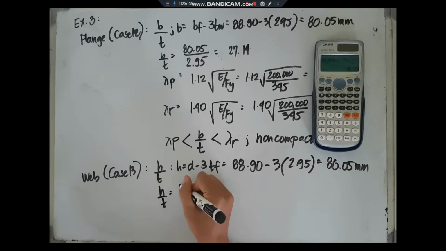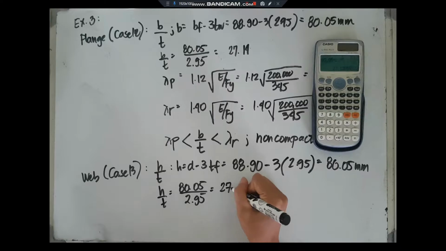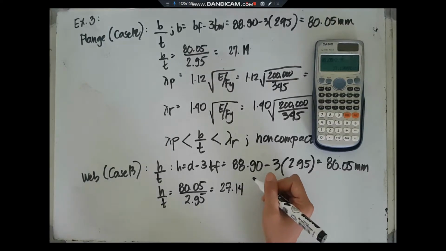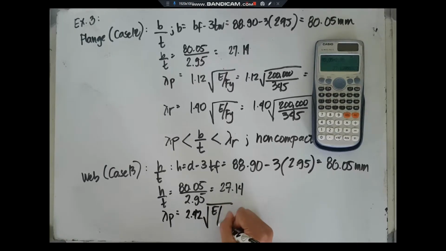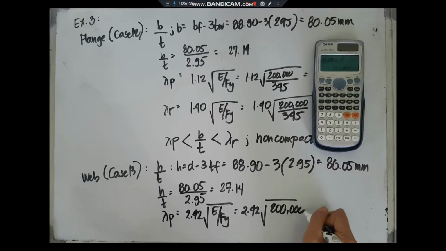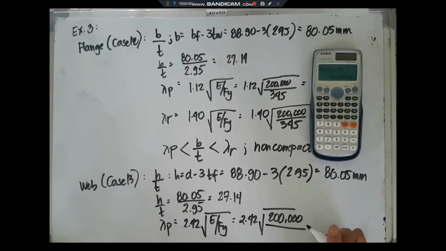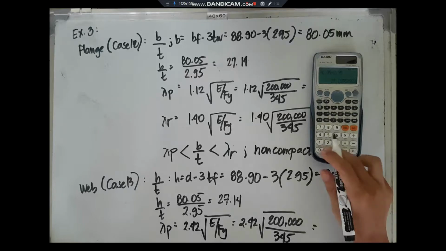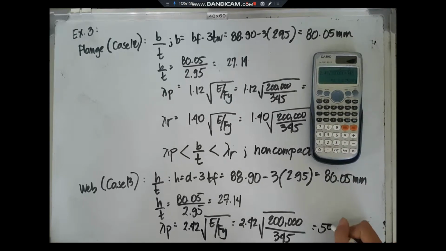of the web, it is equal to 27.14. And our lambda p is equal to 2.42 square root of E divided by Fy, it is equal to 58.27.